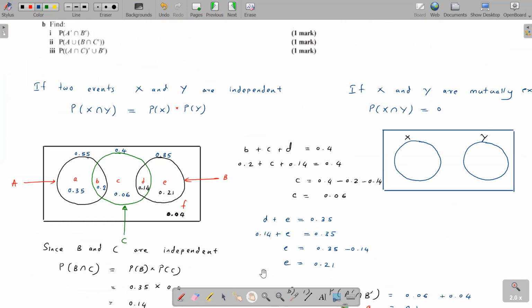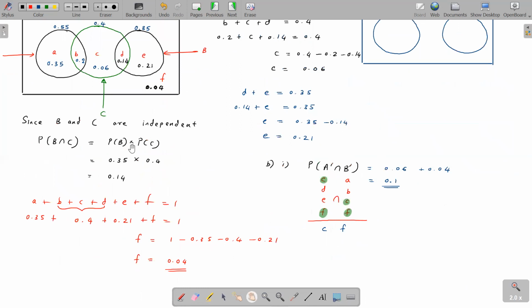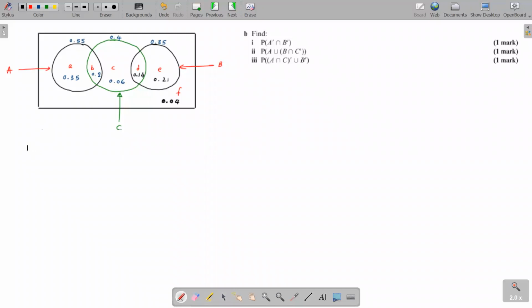A union B intersection C dash. Let me take a copy of this diagram. So B part 2, probability A union B intersection C dash. Over here, first you need to find the correct region corresponding to A union with B intersection C dash. I think first we'll get the answer for B intersection C dash, and then take the union with A.